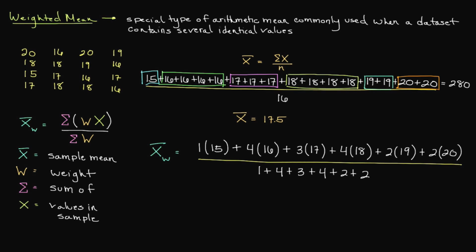Our next step is to summarize or add up each of our values listed in the numerator and denominator portion of the equation. For our numerator, we have 280, which is exactly what we received when calculating the regular sample mean. And for the denominator, we have 16, which again is consistent with our sample mean calculation. The last step is to divide our numerator by our denominator, which gives us a weighted sample mean of 17.5.